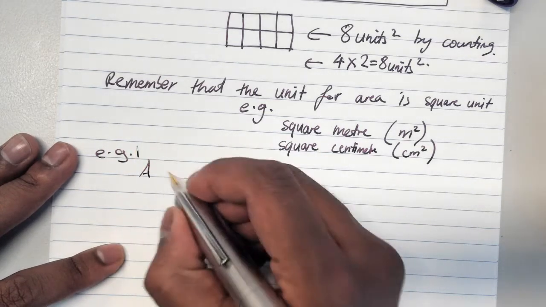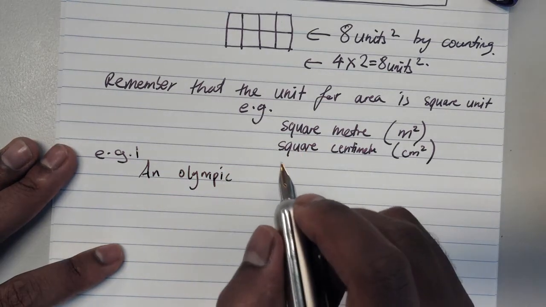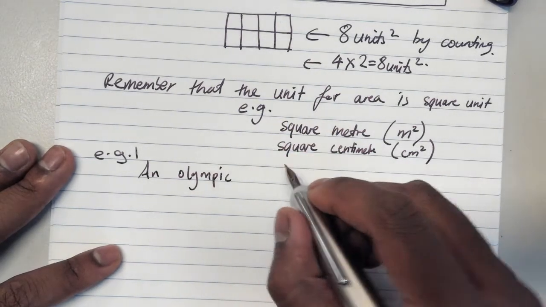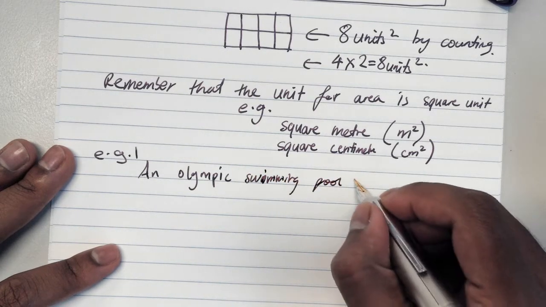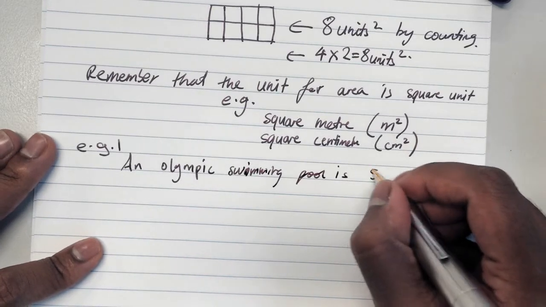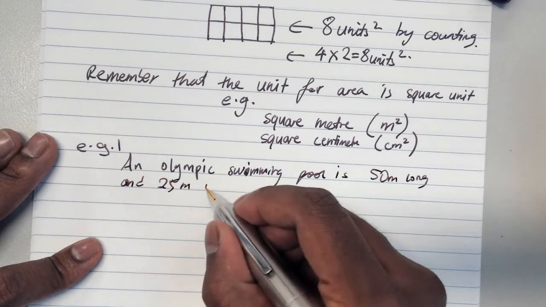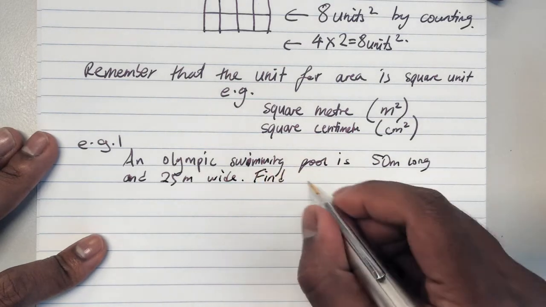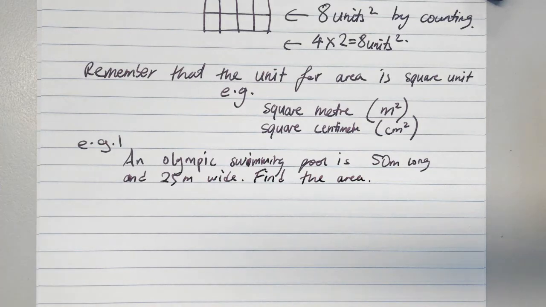For example 1, an Olympic swimming pool, which got cancelled by the way. It's going to be postponed to next year, hopefully, if everything goes well. An Olympic swimming pool is 50 meters long and 25 meters wide. We're going to find the area. So say we had a pool covering and we need to find the area of that.